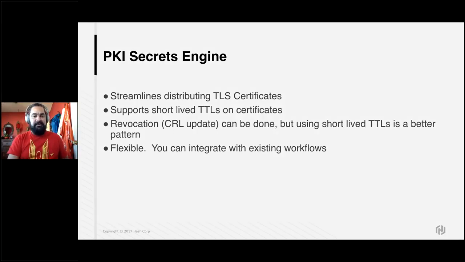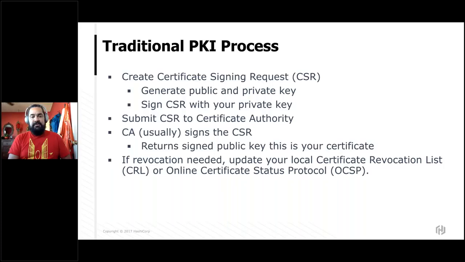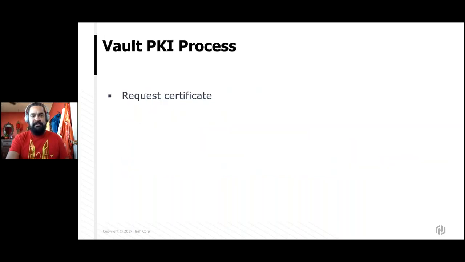The traditional PKI process usually goes something like this. You create a certificate signing request, and that involves generating your public and private key locally on your machine or some external machine. You sign the CSR with your private key and then submit that to a certificate authority. Typically, the CA signs the CSR and then returns your signed public key, and that's what your certificate actually is. So if you need to do any kind of revocation, you'll update your certificate revocation list or the online certificate status protocol.